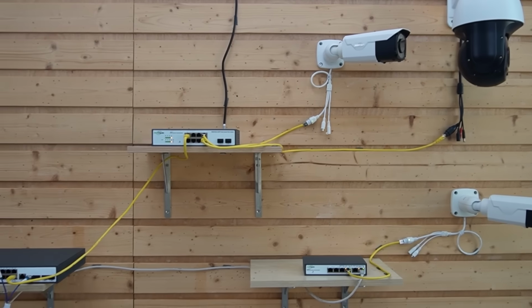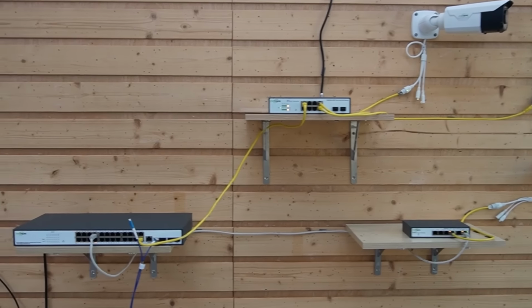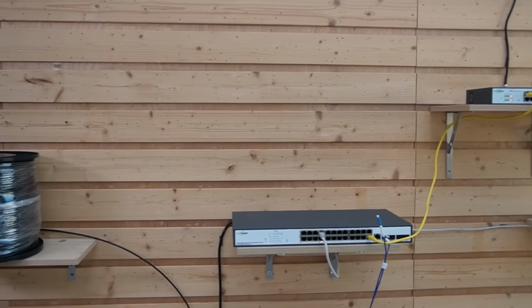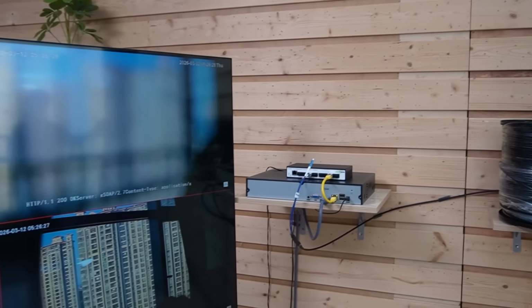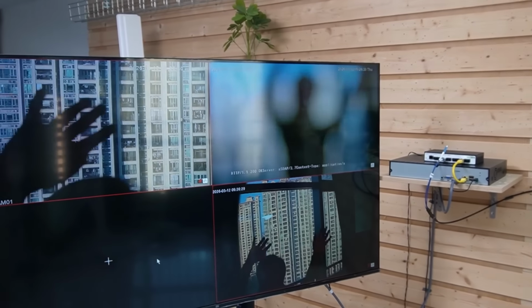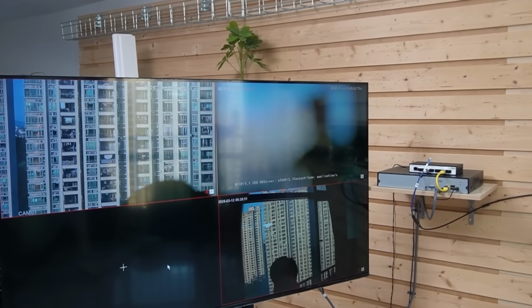Finally, we completed the star topology. No more hops, no more bottlenecks, just a clean, fast, and direct line. I'm going to wave my hands so you can see this is a live video. So the results? The mystery blackouts were solved. The video wall is now a reliable source of truth, not a source of frustration.